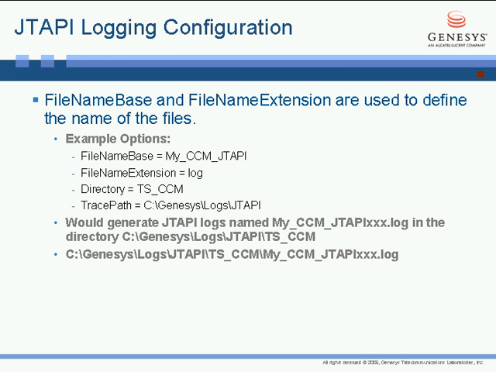This is normally .log, but is configurable, so could of course be changed to anything. This builds on my previous examples to show that with the full configuration, we would get a file named my_ccm_jtapi with the log number .log stored in the directory we had previously defined.